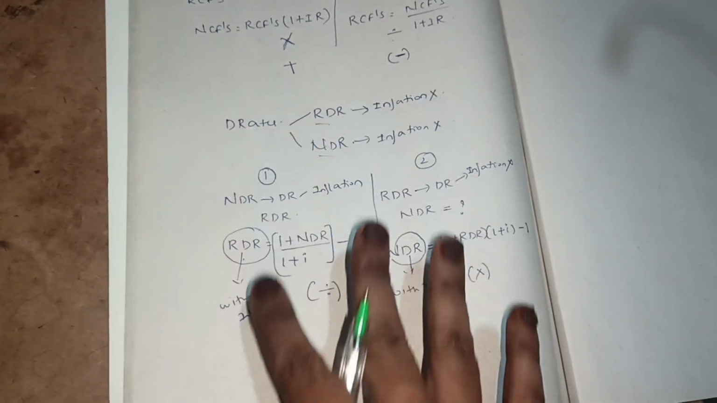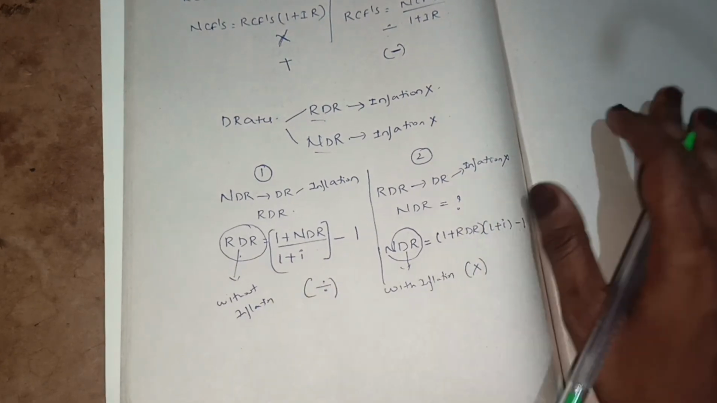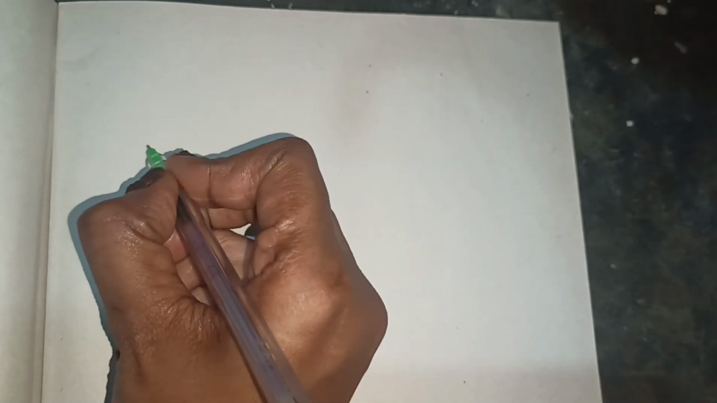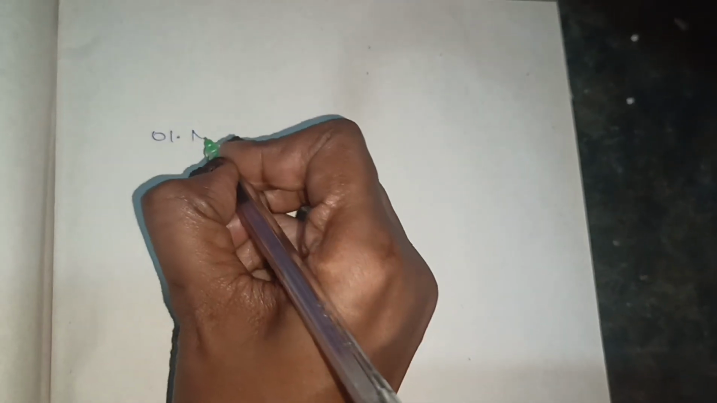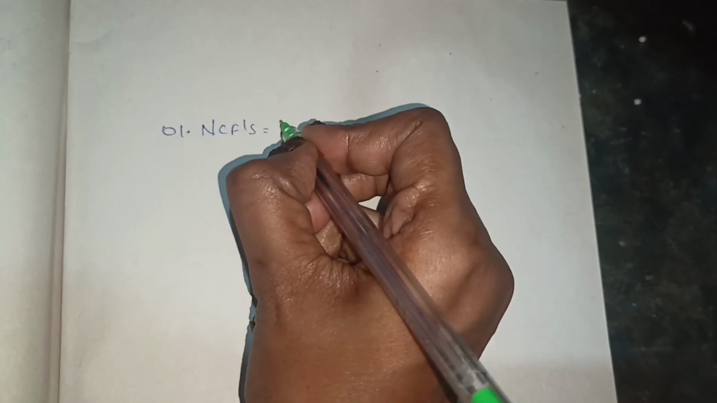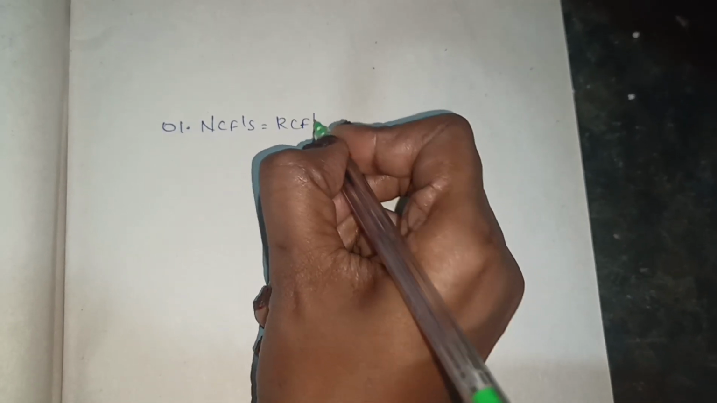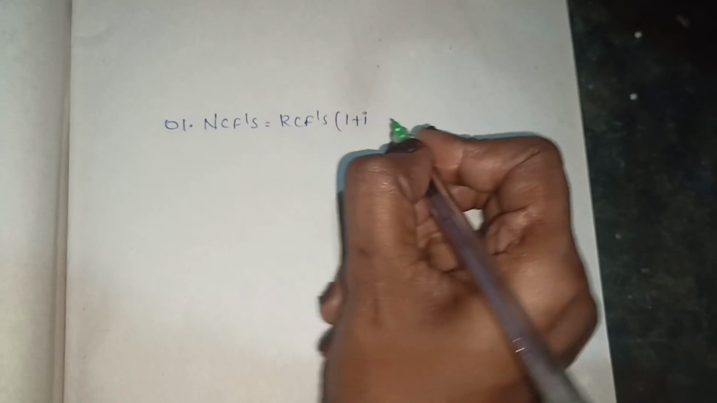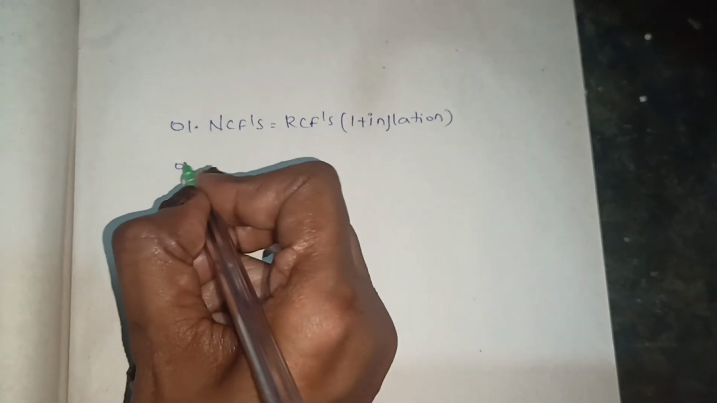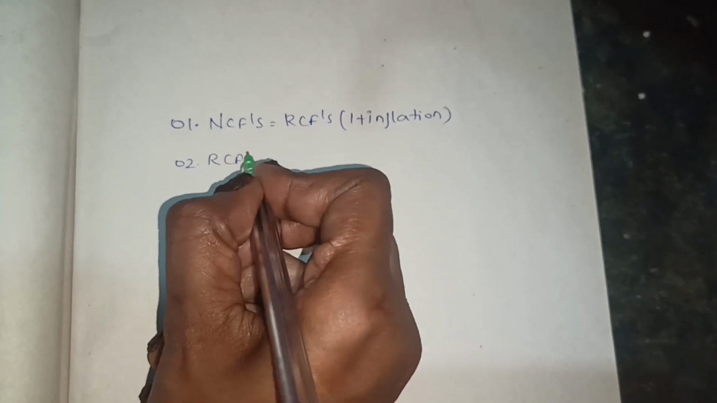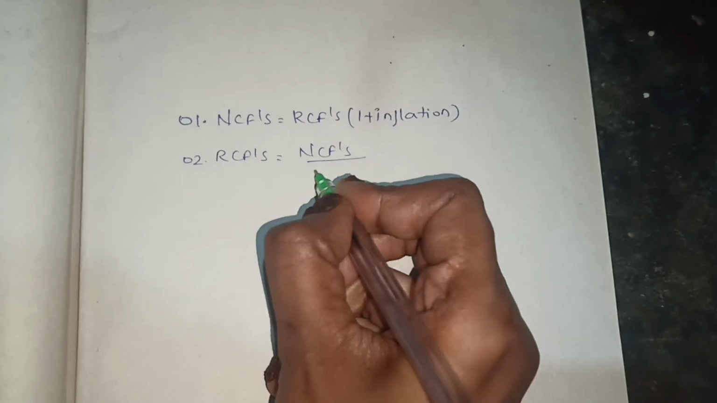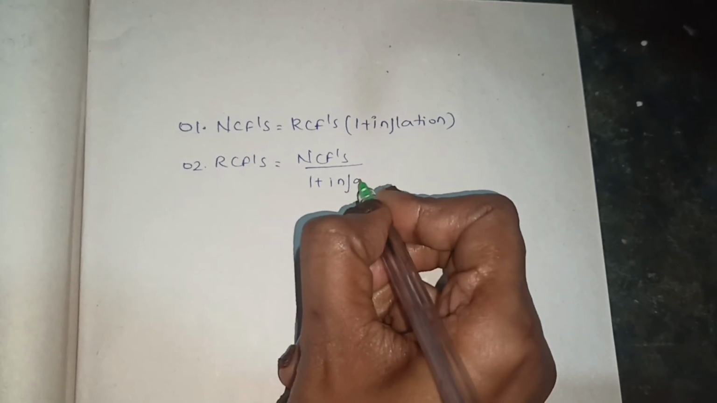I hope that you people are very clear with the 4 formulas. I will be quickly noting down the 4 formulas here. Please try to pay attention. Nominal cash flows is equal to real cash flows into 1 plus inflation. Real cash flows is equal to nominal cash flows divided by 1 plus inflation.